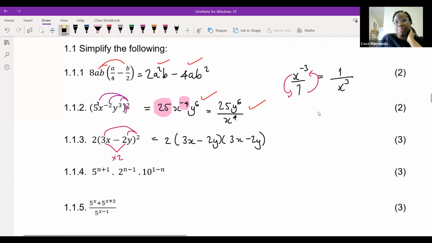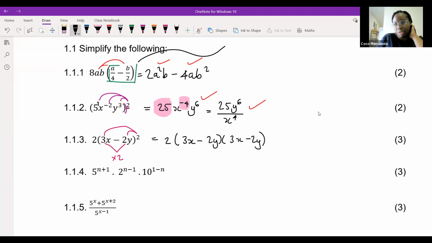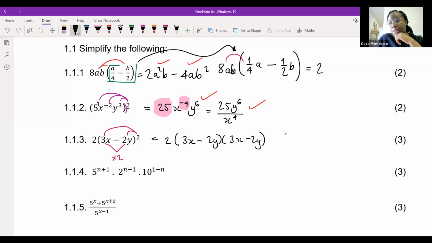Okay, for those of you who are saying, ma'am, please explain 1.1.1, I'm happy to. Right, so I'm going to take this thing here in the middle and rewrite it differently. This a over 4, I can write as 1 over 4a, minus this b over 2 can be written as 1 over 2b. So now when I take this and I multiply it by 8ab, I'm going to get 8 multiplied by 1/4. Punch that into your calculator, it's going to give us 2. Then if I multiply the second one, 8 multiplied by -1/2 is going to give us -4.